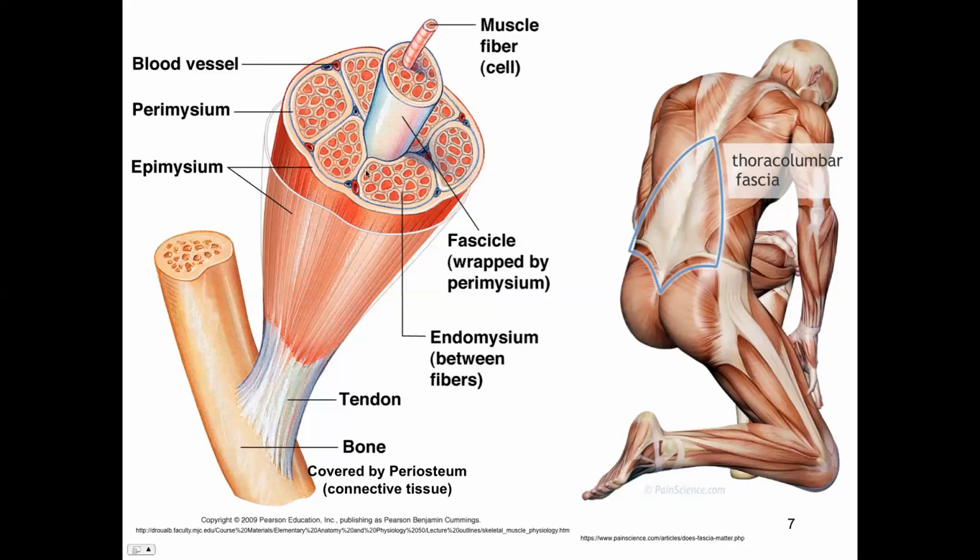Now, inside these fascicles are your muscle fibers, your actual muscle cells, all right? So that's what's coming out here. And each of those muscle cells is surrounded by another layer of connective tissue, which is called the endomysium, all right? So that is surrounding the sarcolemma, or the plasma membrane of the muscle fiber. Okay, so we have that connective tissue.